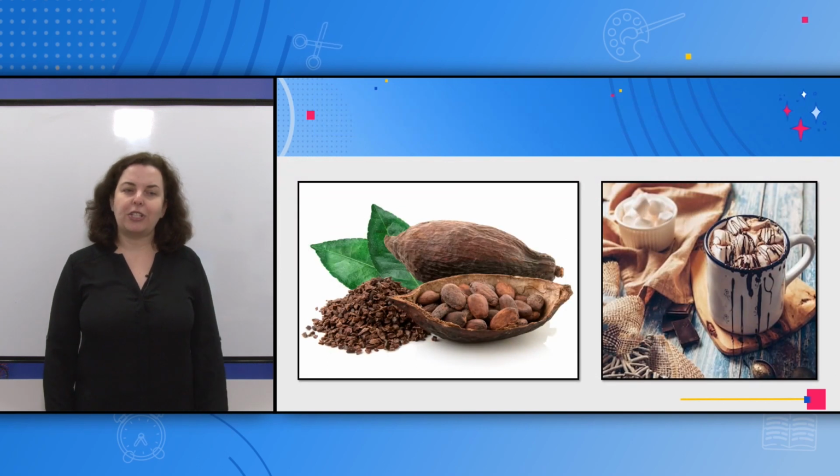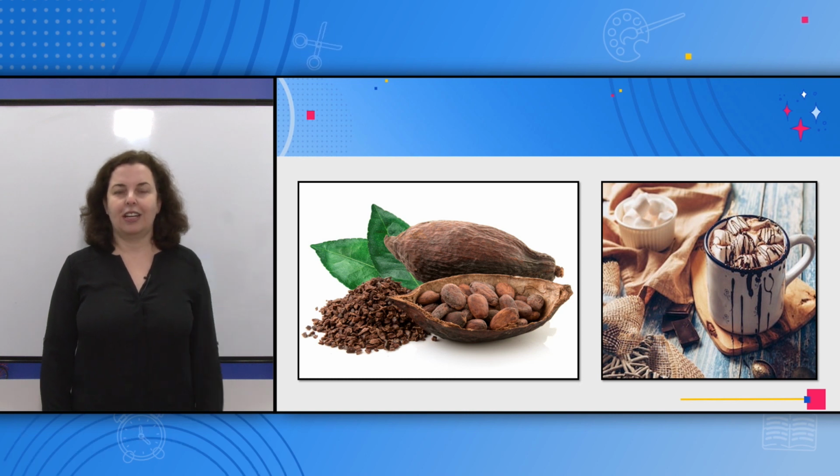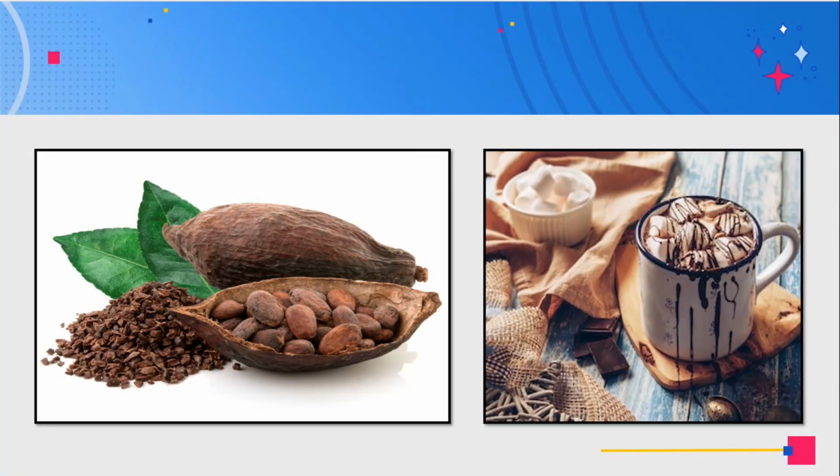Now I have two pictures for you. What do you see in the picture? Look at these two pictures. What do you see? I see beans and I see chocolate milk with marshmallows. Yummy, yummy, yummy. What do you think about these pictures?